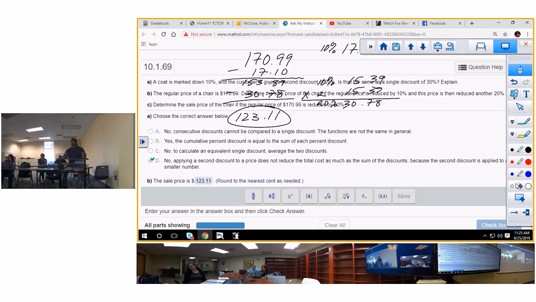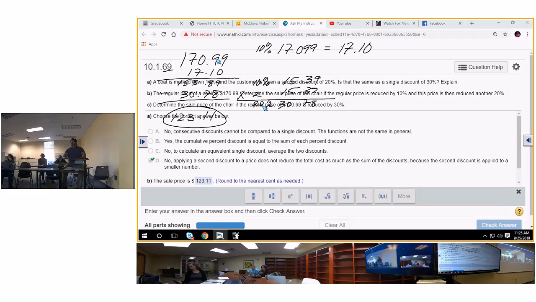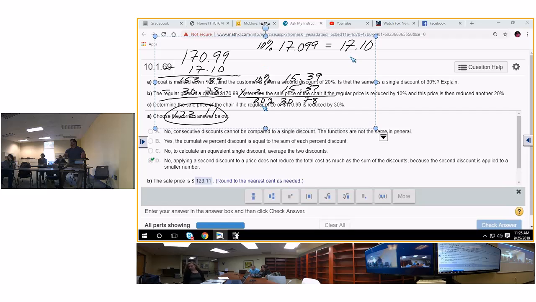Okay, that's when, move this over. What's 10% of 170.99? 17.10. So what's 30%? Multiply 17.10 times 3, and that's going to be 51.3. Somebody check me. Multiply 17.10 times 3. I got 51.3. What'd y'all get?